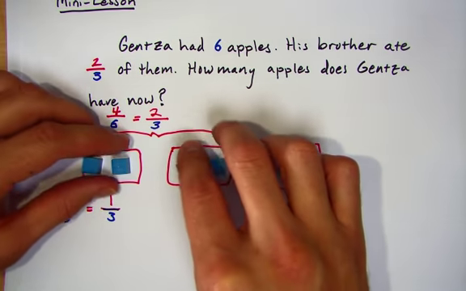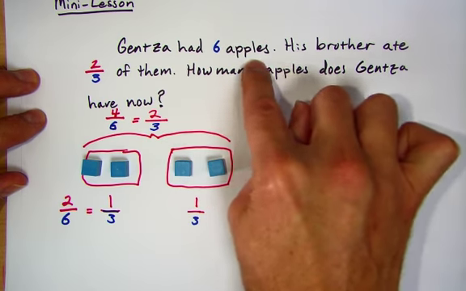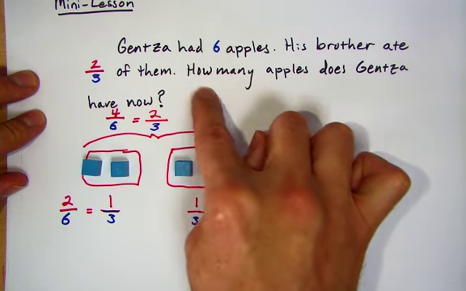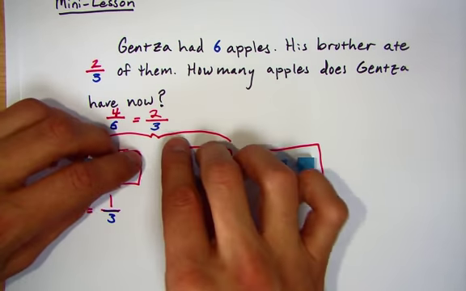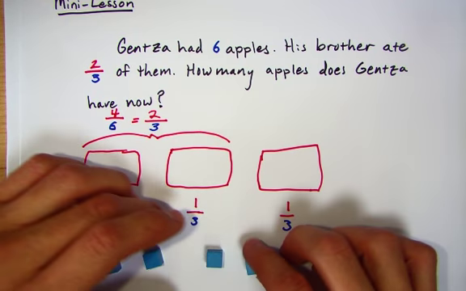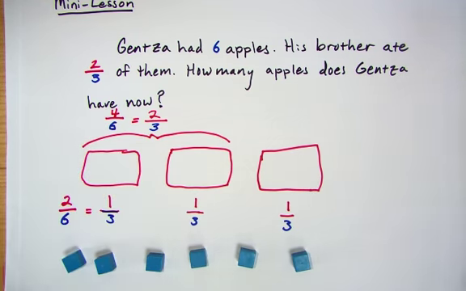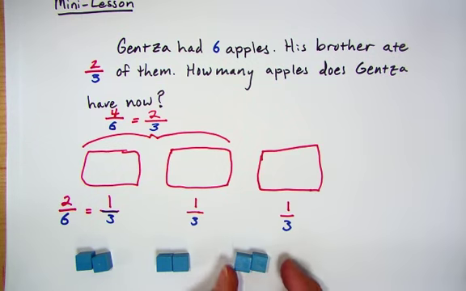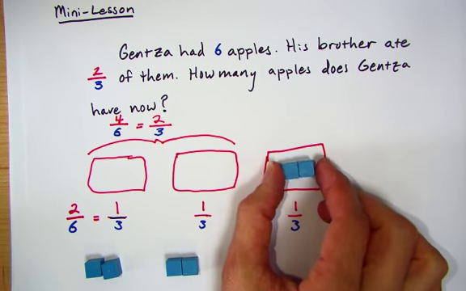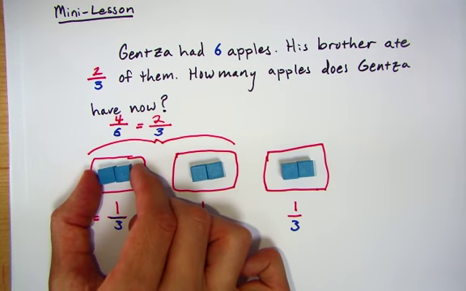Okay, let's review really quick before my students get out of the class. Genza had 6 apples. His brother ate 2/3 of them. How many apples does Genza have now? Well, I took my 6 apples and I regrouped them. I grouped them into thirds by taking 2 apples and putting them in one group. And now I can say that this is 1/3 right here. This is 1/3 right here. And this is 1/3 right here.